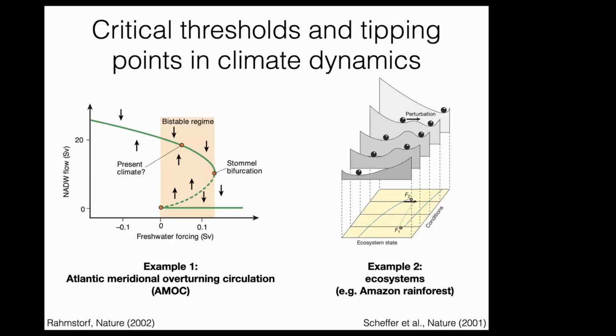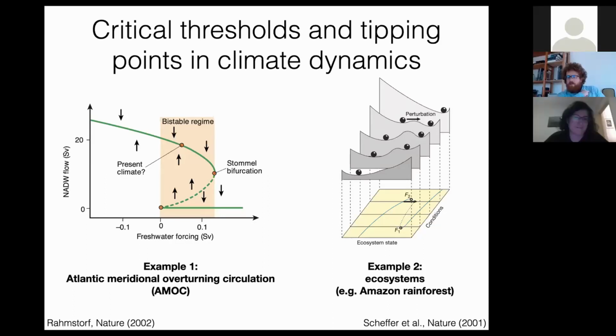A second example is ecosystems that have been discussed as potential climate tipping points, such as the Amazon rainforest, for example, where the rainfall received by the forest, the precipitation, can have critical thresholds that lead to transitions in ecosystem state, regime shifts in ecosystem state. But also boreal forests, for example, and other ecosystems are increasingly discussed as potential tipping elements in a climate context.